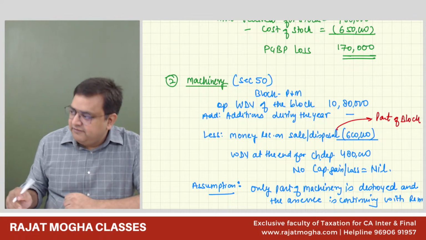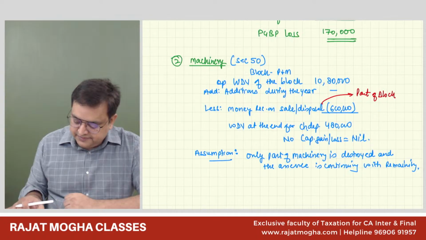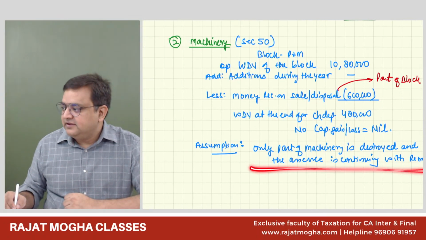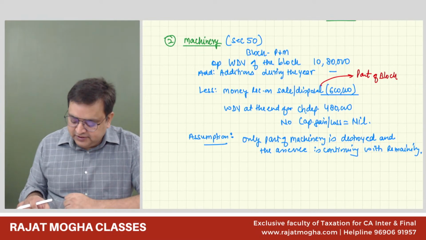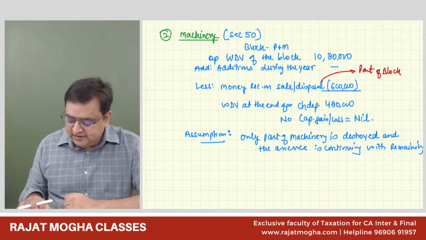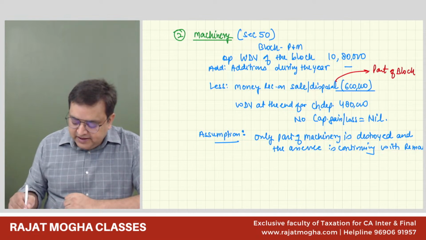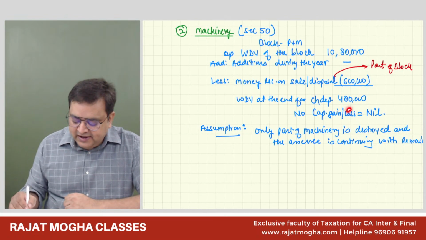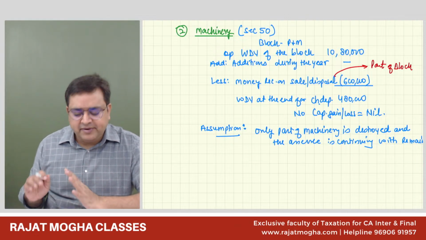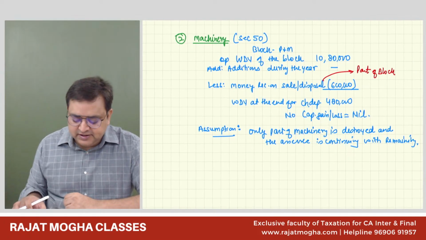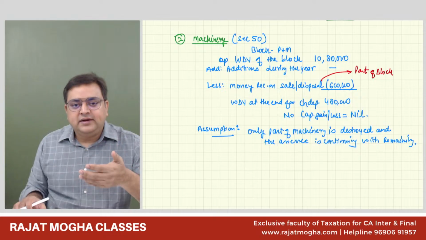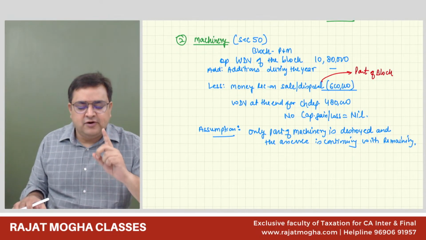So if you are giving this particular assumption, that only the part of the machinery is destroyed and the part of this machinery is still remaining, then the capital gain would be nil. And on 4,80,000, we have to charge depreciation. We will not charge depreciation over here because they have not asked it. But yes, on 480, we would have charged depreciation. But in case we take this assumption, you have to take only one, guys. You have to take only one.